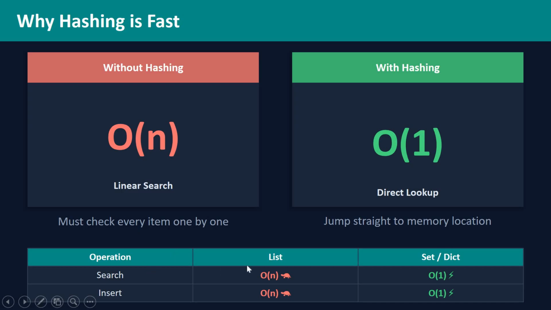So, search operation, list versus set. A list will always take n iterations if you want to search. For insert also it will take n iterations, but set and dictionary will take only one iteration. So from a complexity perspective, in terms of data structures, set and dictionary are much faster for search and insert operations.